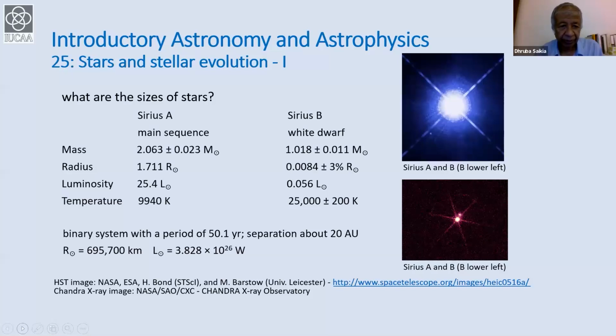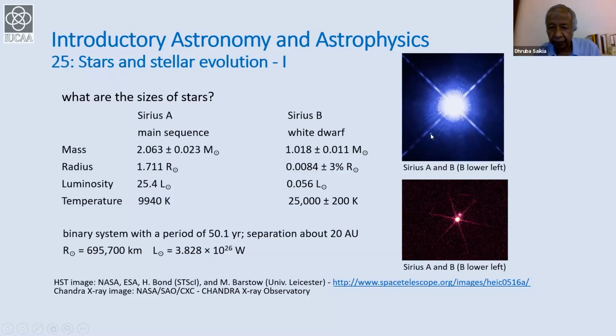Let's look at some of the stars we have met, just to give you a brief overview. This is Sirius A and Sirius B. I want you to realize the difference between these two images on the right. The upper one is an HST image. The lower one is a Chandra image of the same stellar system. The scales are different. Ignore these spikes over here. They are artifacts of the images.